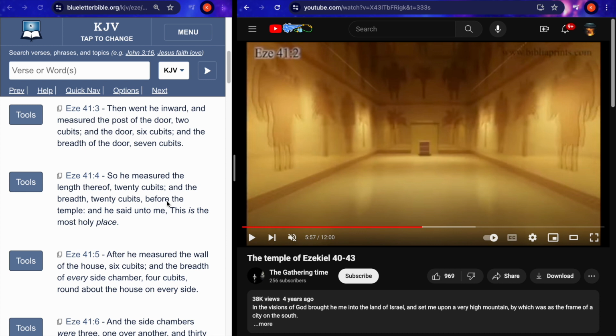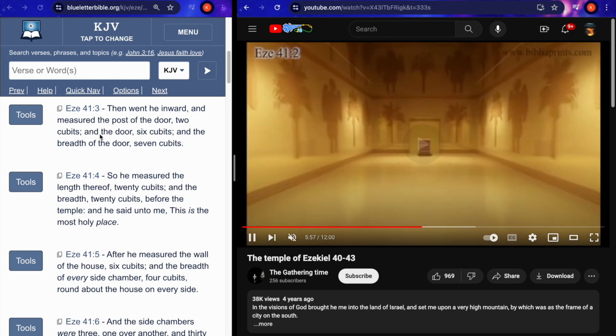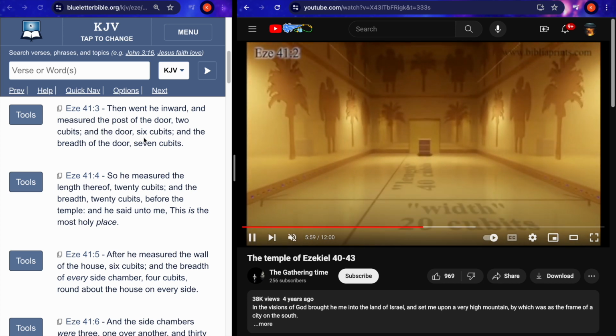Verse 3. And he went inward and measured the post of the door 2 cubits, and the door 6 cubits, and the breadth of the door 7 cubits. So it says here he went inward and measured the post of the door 2 cubits, and the door 6 cubits. So let's take a look at these measurements here. But I think what we're seeing here is actually probably going maybe more into verse 4, but let's see.